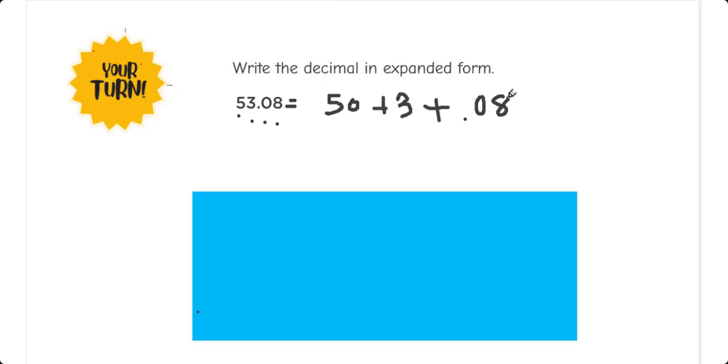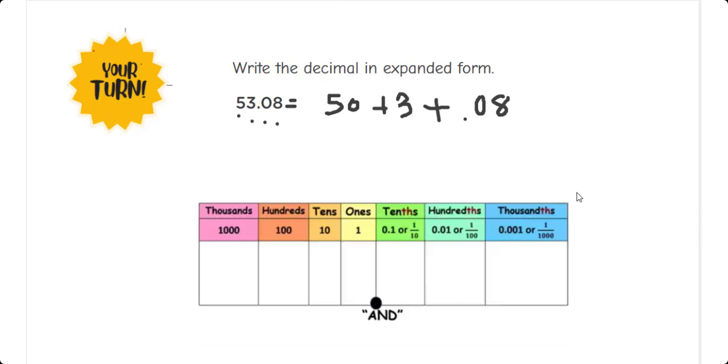Let's plug it in, just for those of you that are visual and you want to make sure you understand how this works. We're going to write all of our numbers in. We have 53 and 8 hundredths. Again, you can check your answer. Is everything in the right place? We don't need anything here because there's a 0, and that all matches up.